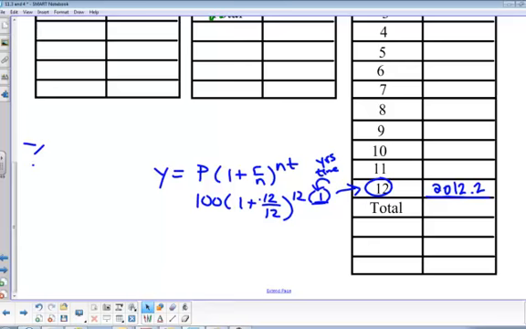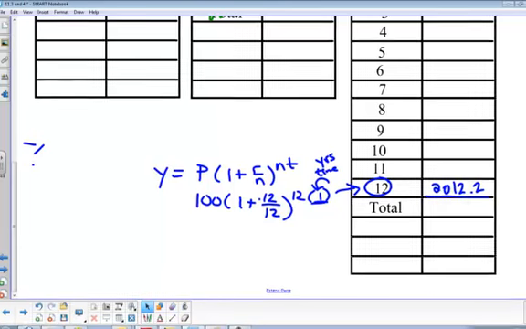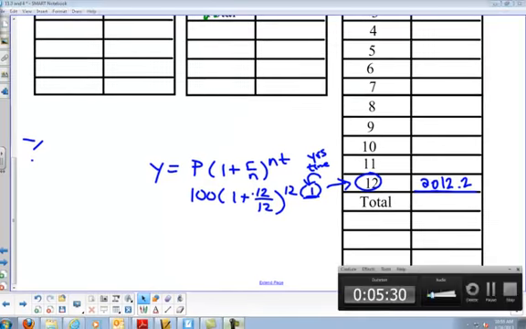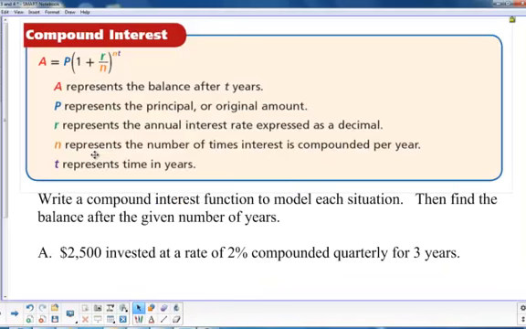Probably the easiest way to do that since that formula exists. And it looks like this, where n is the number of times it's compounded. So you can see that n appears here and here. So there's a specific way to actually find this.